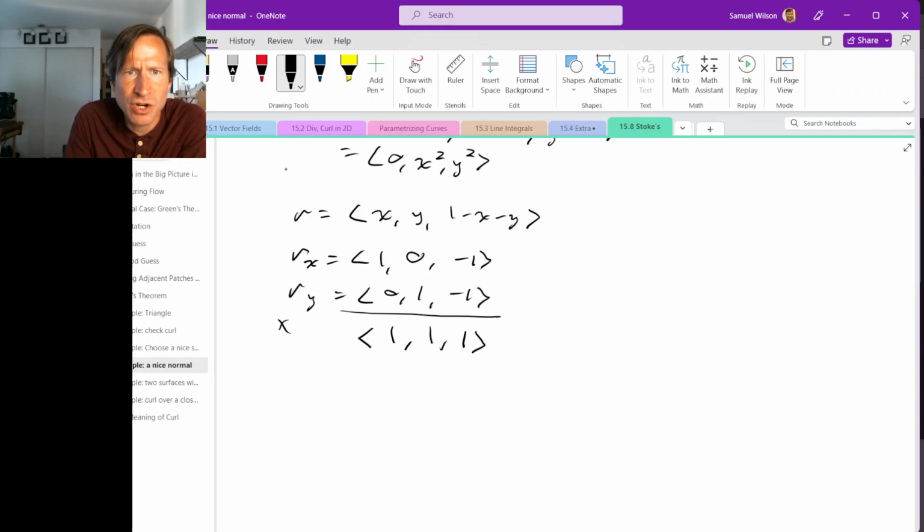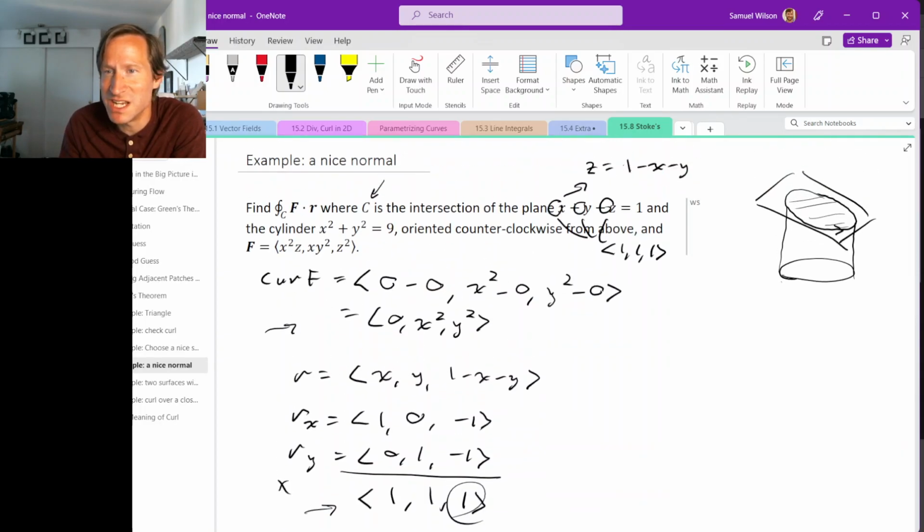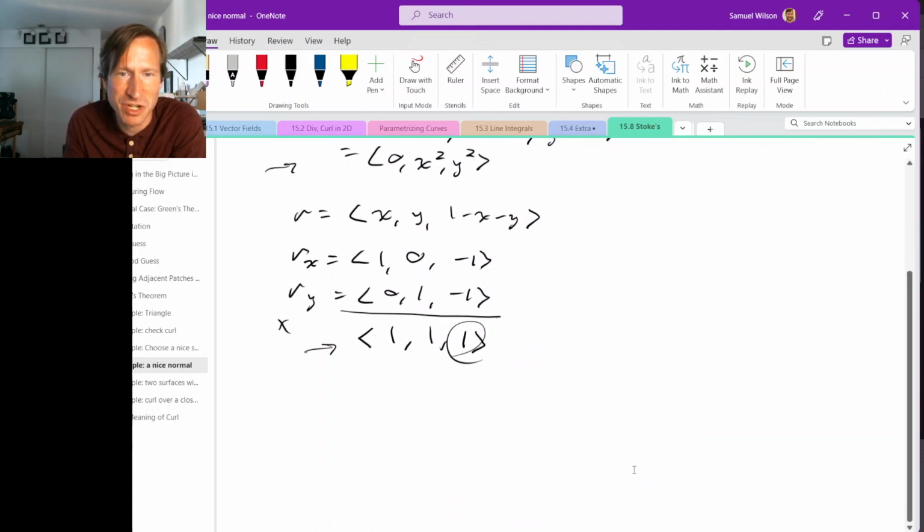So now that we have the curl and we have our normal vector, also notice that this is oriented upwards, which is what we need. Going counterclockwise around this, we need the upwards pointing normal, which is what we got. So we don't need to stick an extra minus sign on things.